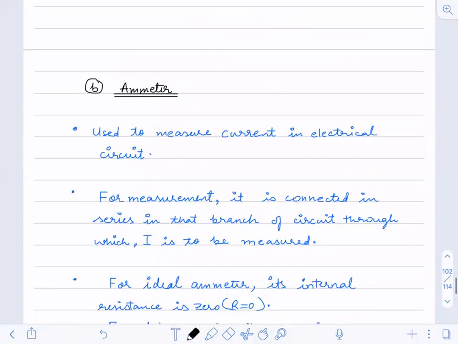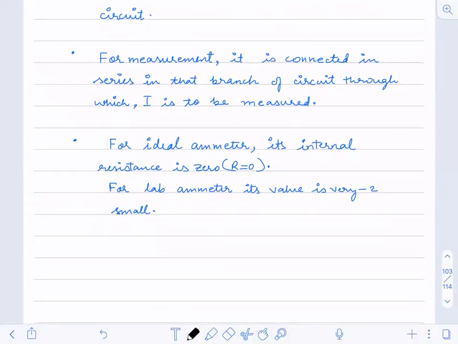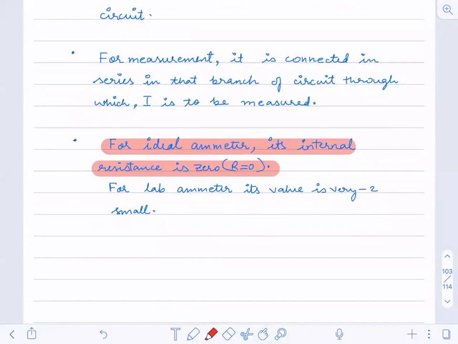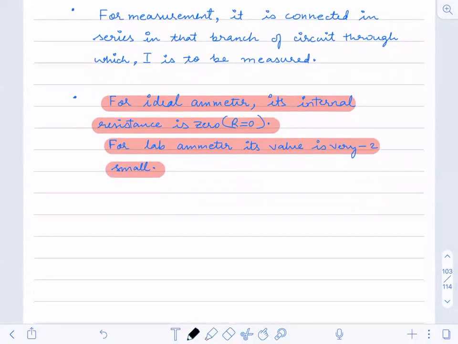Here also, for an ideal emitter, its internal resistance is 0. For lab or practical uses, its value is very small. Now let us understand once again why it is connected in series. If you have not understood, just focus here. I gave you one question, if you remember.